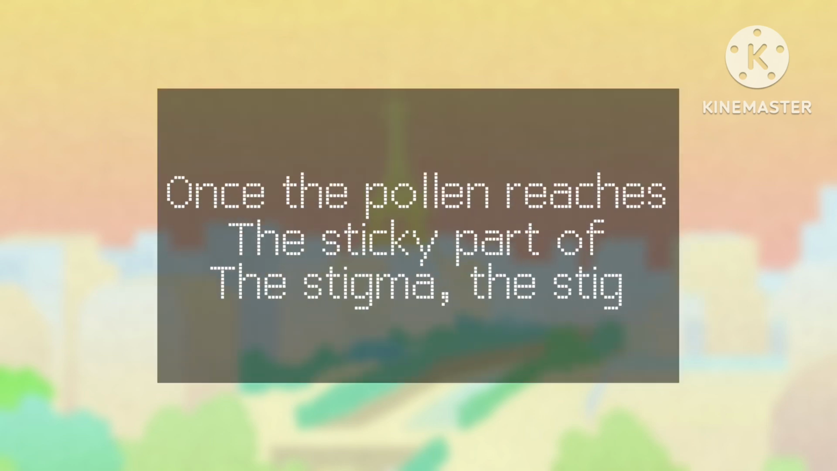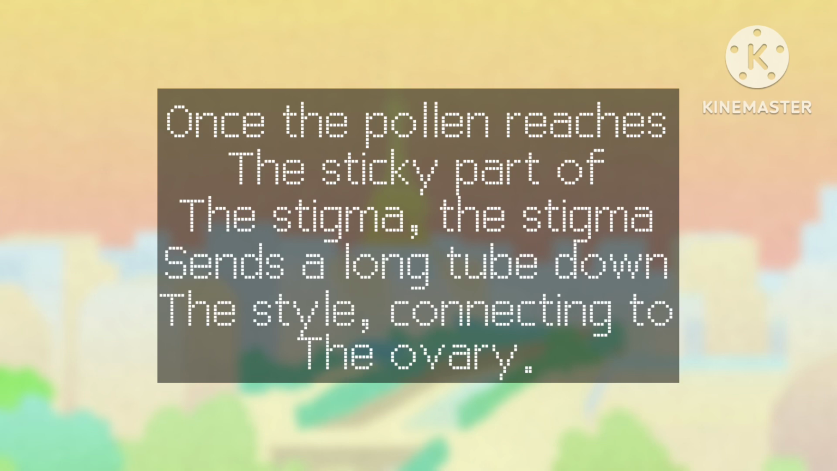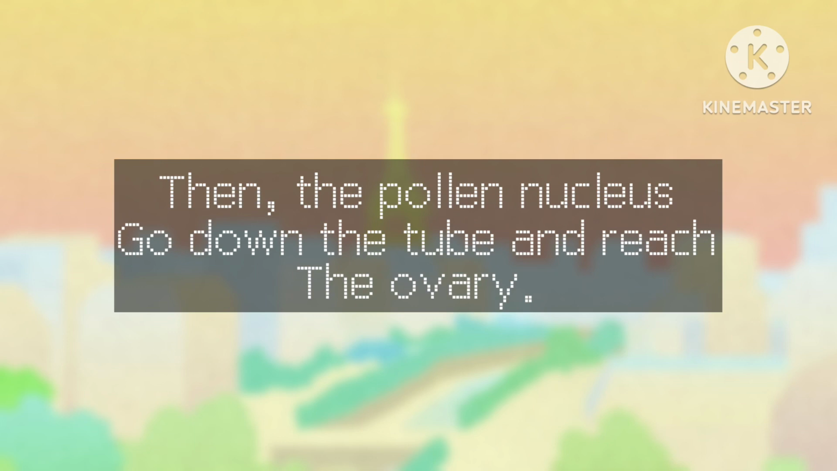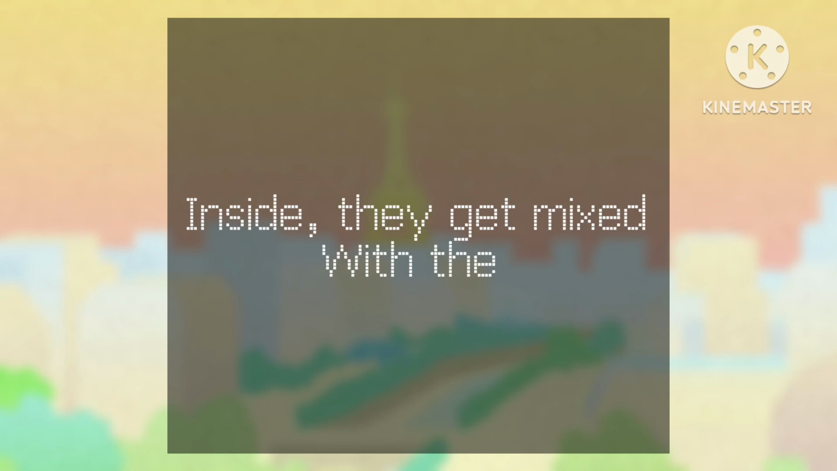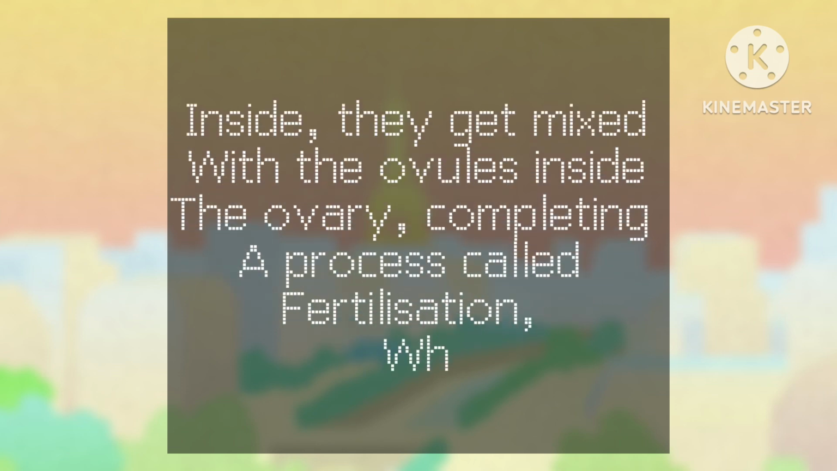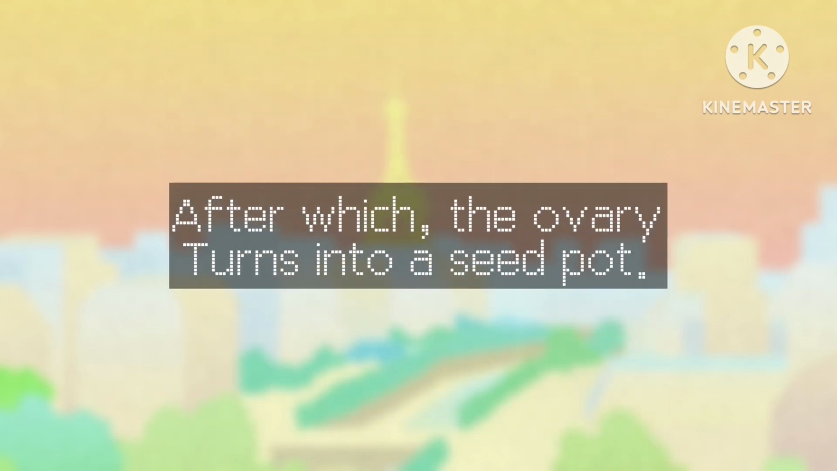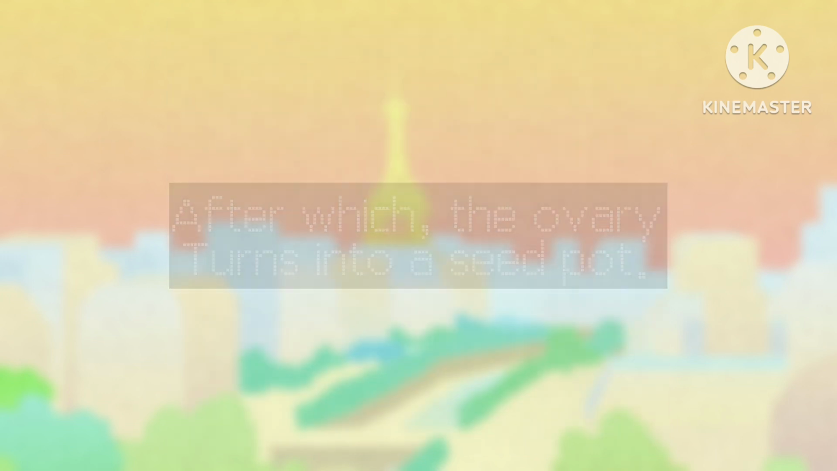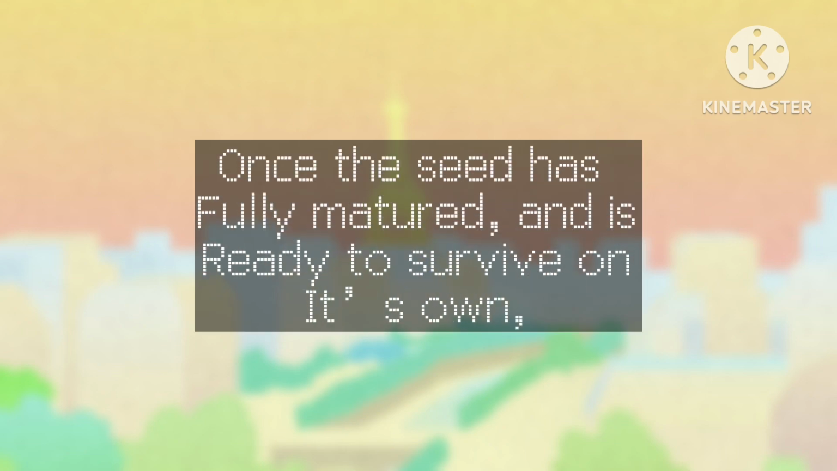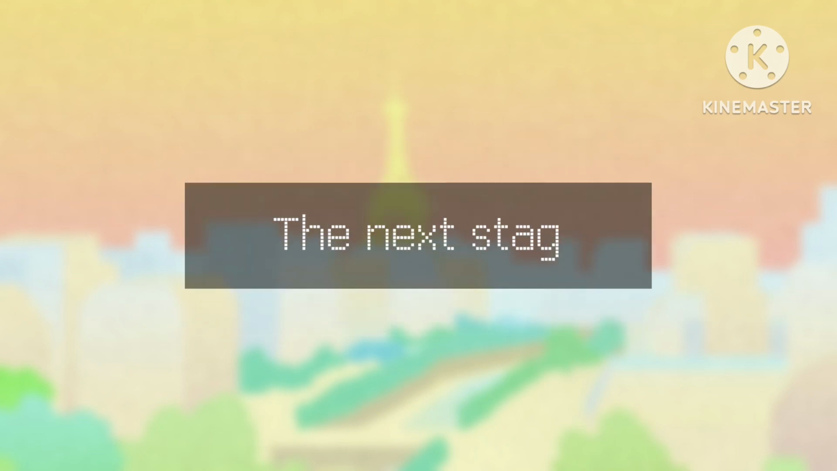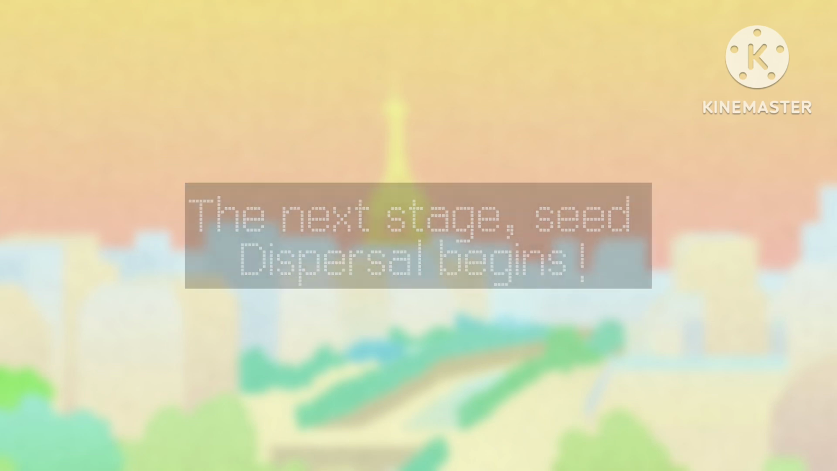Once the pollen reaches the sticky part of the stigma, it sends a long tube down the style connecting to the ovary. Then, the pollen nucleus goes down the tube and reaches the ovary. Inside, they get mixed with the ovules inside the ovary, completing a process called fertilization, which is in fact the name of the stage or process after pollination. After which, the ovary turns into a seed pod. Once the seed is fully matured and is ready to survive on its own, the next stage, seed dispersal, begins.